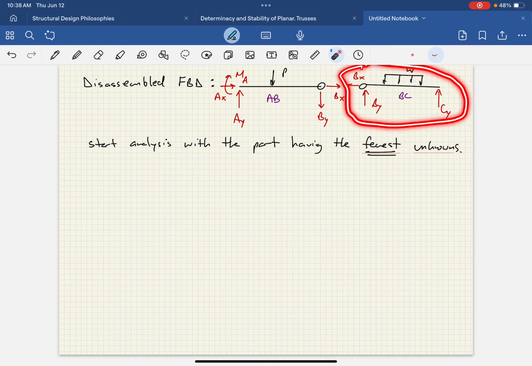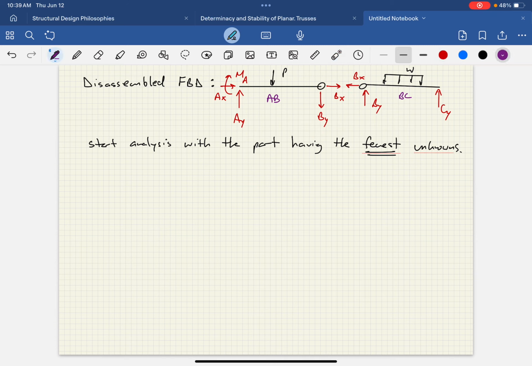BC has 3 unknowns, right? You have BX, BY, and CY. Those are 3 unknowns. AB has 5 unknowns, MA, AX, AY, and you also have BX and BY, which are also unknowns. So in this particular illustration, we will begin, let me change colors back, we will begin analysis with BC since it has 3 unknowns, okay?